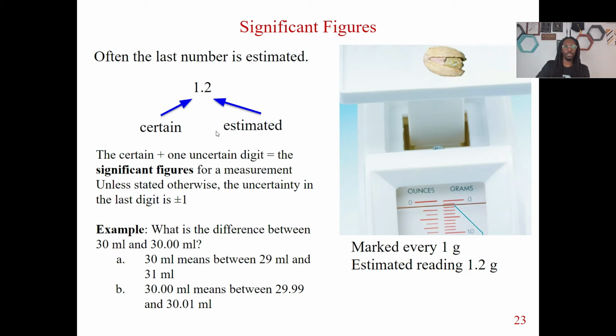And once again, this is how we have to think about measurements. I see that red line is 1, and I'm estimating this 2 here, that next digit over. That's the uncertain digit, the estimated digit, for our measurement. I know it's after this red line, so it's 1 something. Since it's very close to that red line, I'm going to estimate that it's 1.2 grams. So this is our estimated reading of this pistachio.